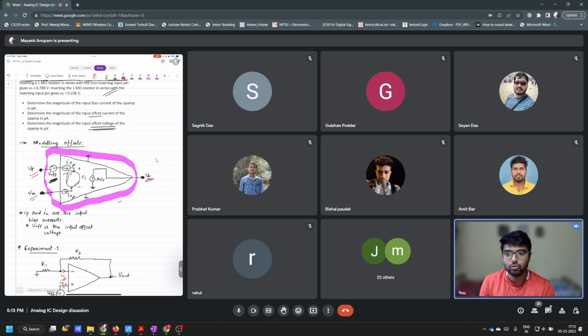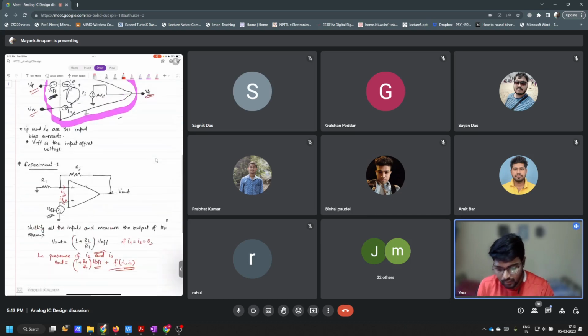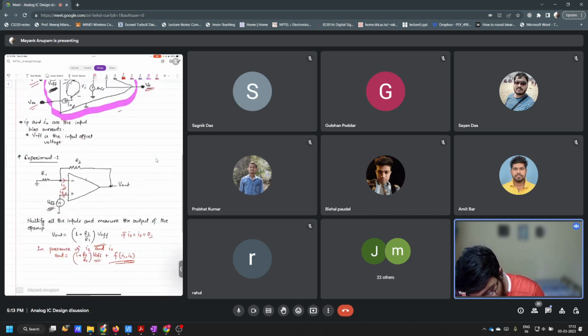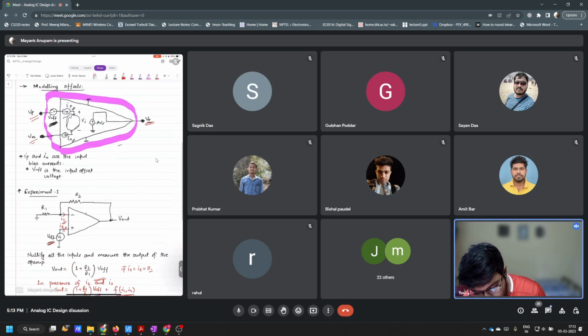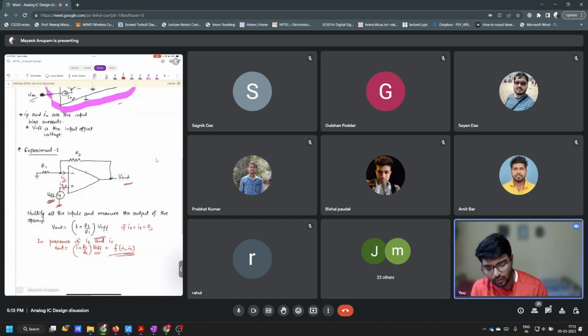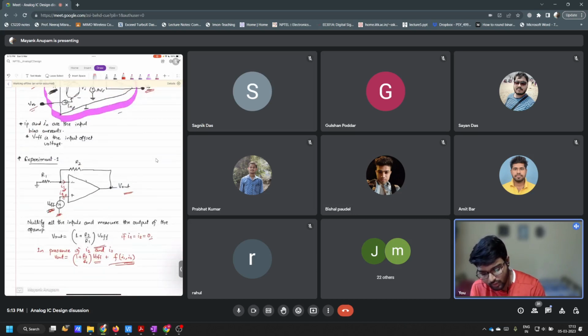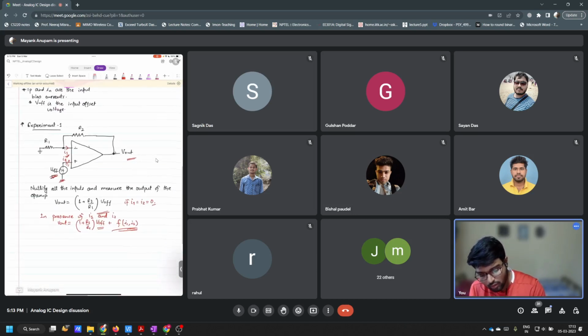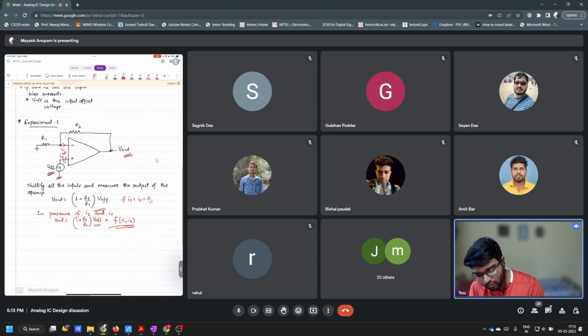Now, in order to observe V offset, the offset voltage, what did you do? You said that we will simply short the input, and then any output we get will be because of V offset, right? That is exactly true. But now, because the system also has input currents, the output V out will not only depend upon V offset but also upon I1 and I2.